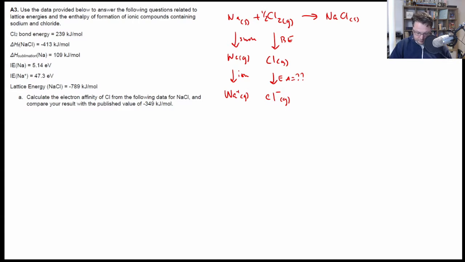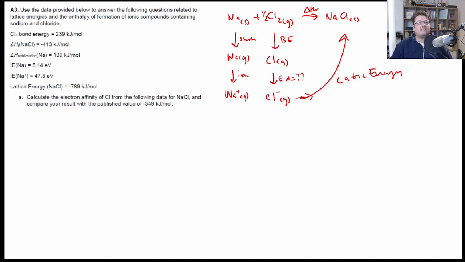And so then the next thing that we want to do is form sodium chloride. We have our lattice energy, where the two of them come together, and then we have our delta Hf, and so the heat of formation, delta Hf, is this right here. Sorry, and then this right here is the lattice energy, where the two of them come together.